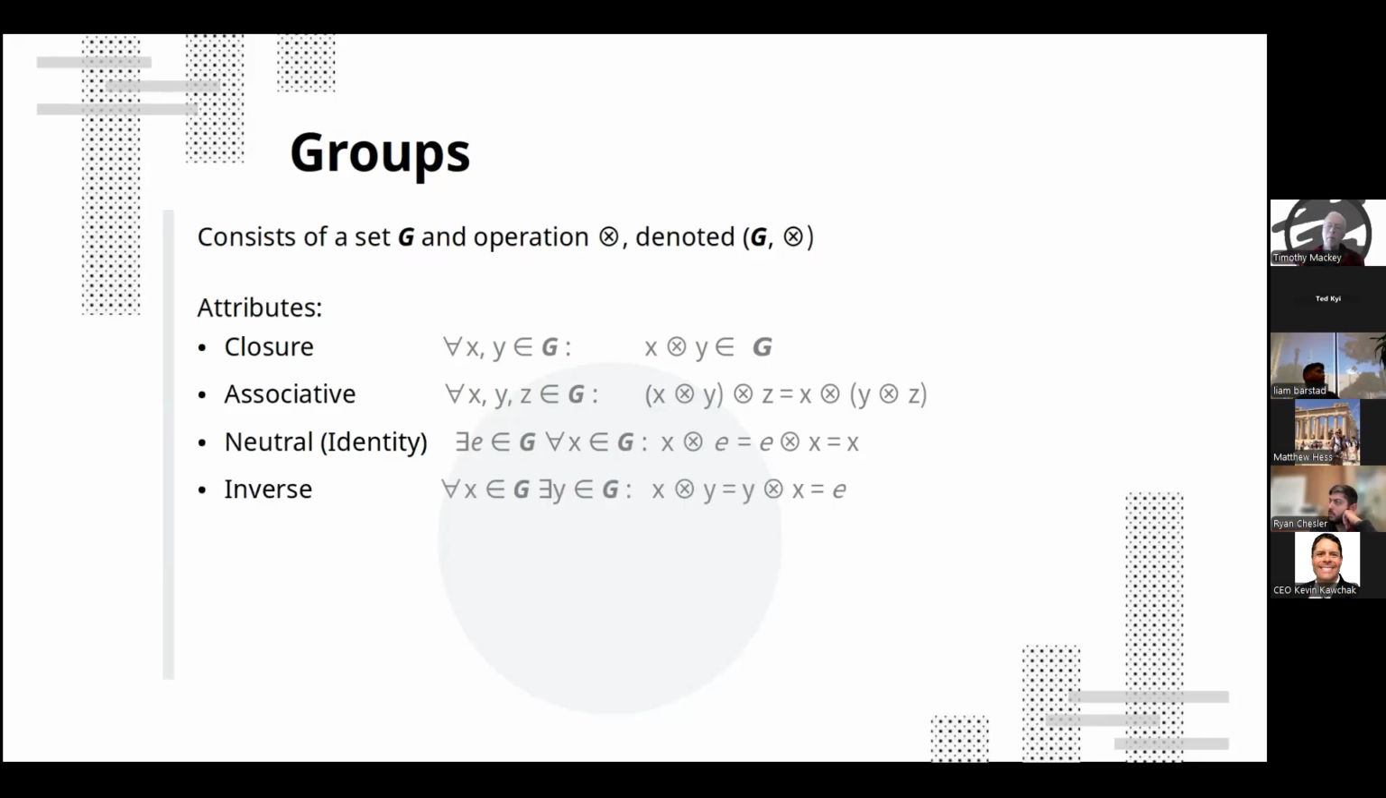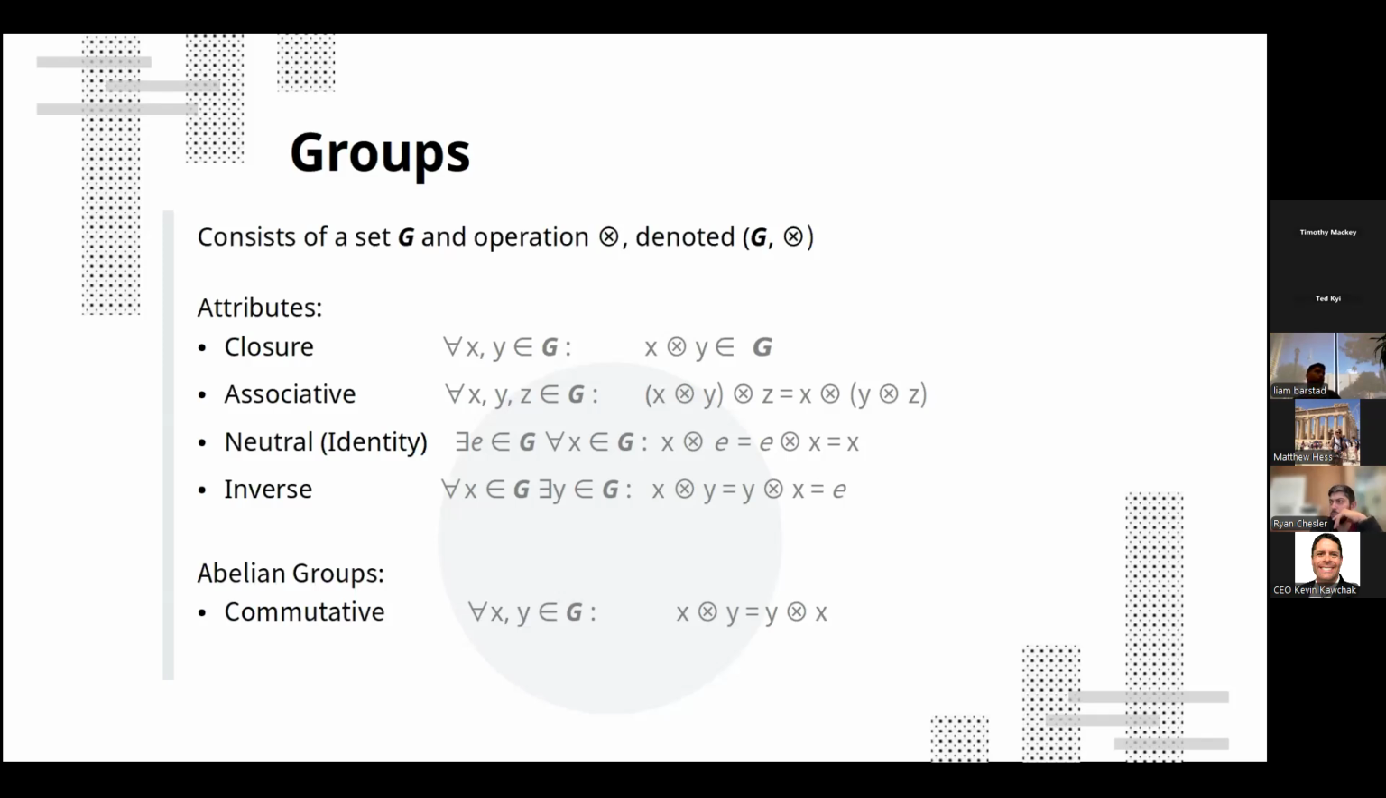And then we have the inverse, which means there needs to be something that you can multiply by every element and get e or 1 or whatever it is, this neutral identity element. There's also a special type of group, called an abelian group, which just means that it's also commutative. So the group of m by n matrices is not commutative. So it is not an abelian group.